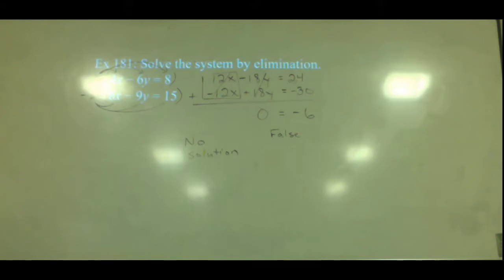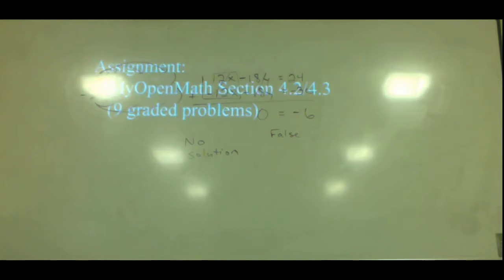So you want us to write false, no solution? You don't have to write the false, just no solution is enough. I'm just emphasizing the reason we know it's no solution is because it's a false statement. 0 does not equal -6. At least not in this world. Okay? Does that make sense? Okay. And that's the end.